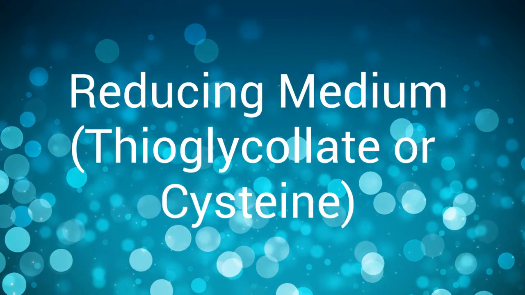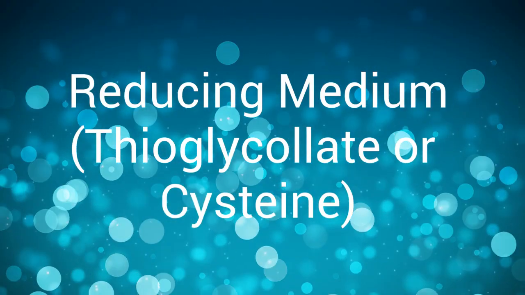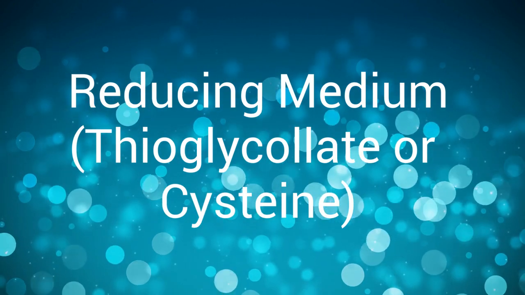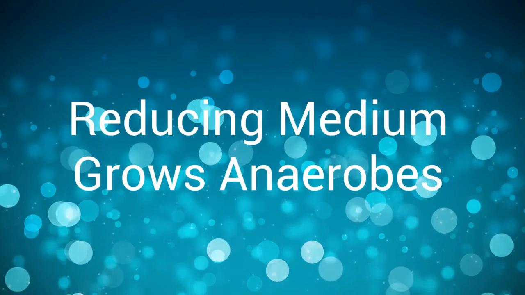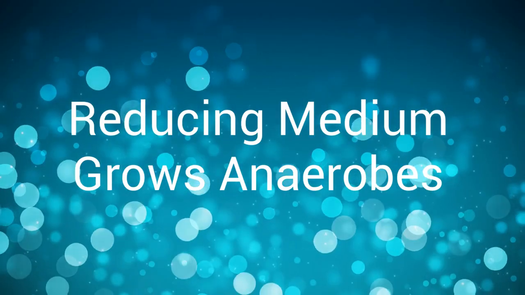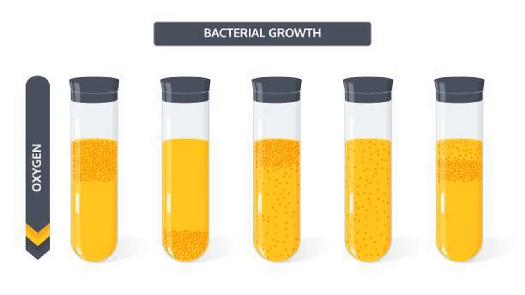Reducing media contains substances to absorb oxygen, for example, thioglycolic acid or cysteine, to allow the growth of anaerobes. Thioglycollate in the broth uses all the oxygen in the liquid. The only source of oxygen for the bacteria is at the surface of the liquid. It differentiates between the aerobes, anaerobes, facultative anaerobes, microaerophiles, and aerotolerant organisms.